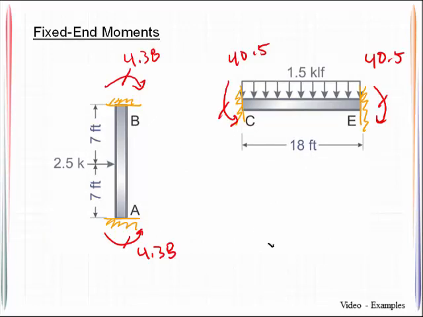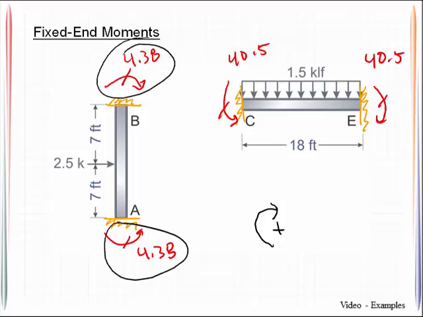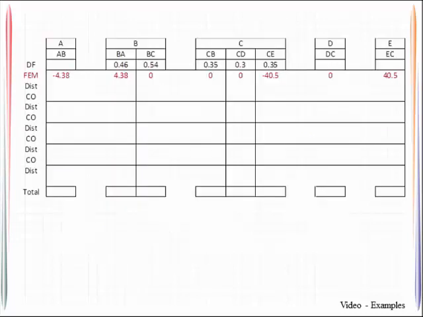Let's remind ourselves here that the sign convention for moment distribution is that if the moment is a clockwise moment, we will consider that to be positive. So this would be positive while this would be negative. And I will consider that as I get things translated over to my distribution table. So here we've got that taken care of.